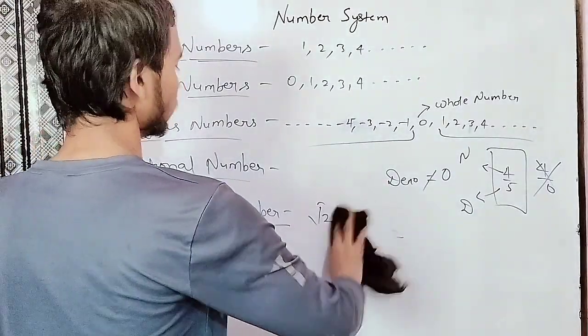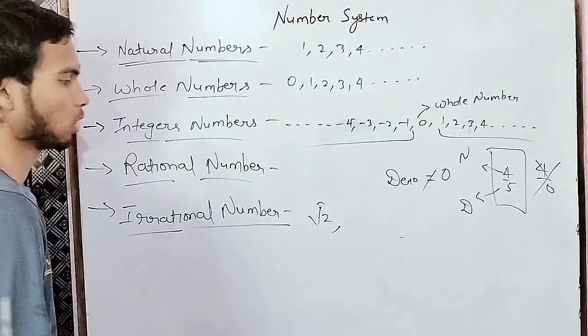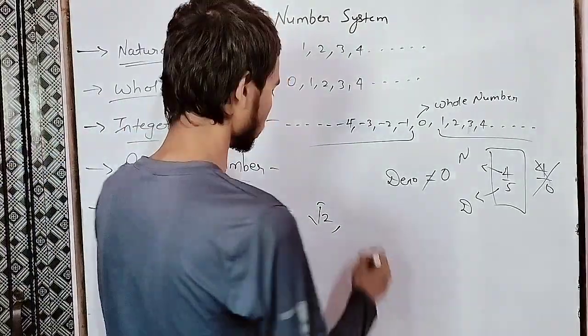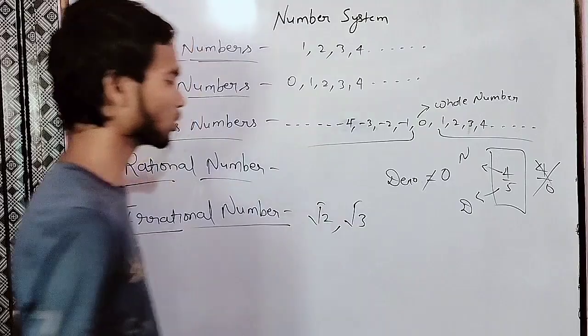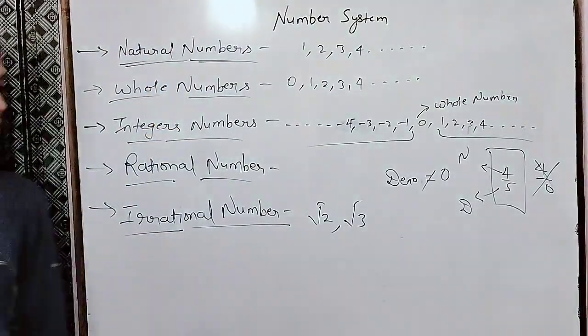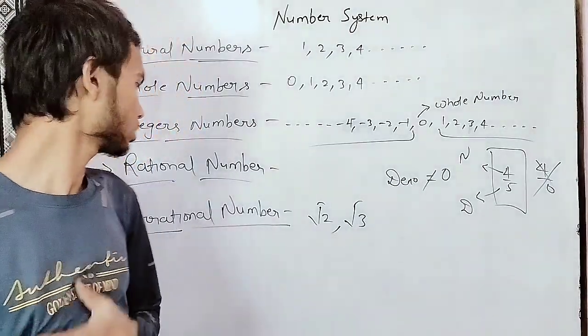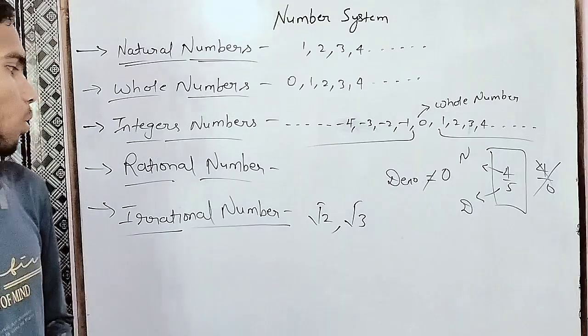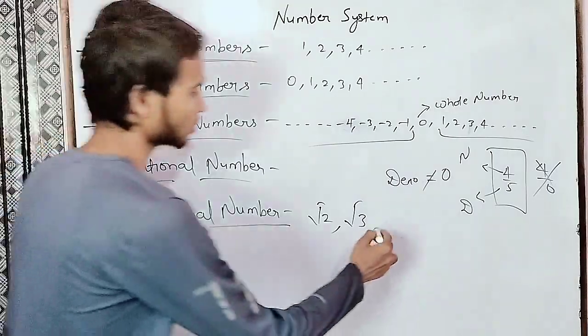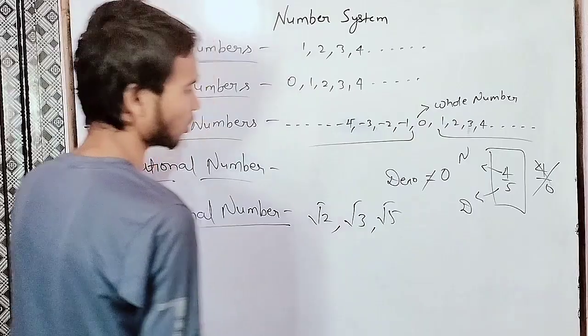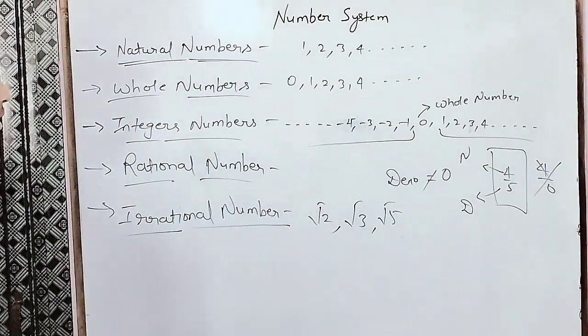So root 4 will not be a rational number. Root 3 is not a rational number because 3 is not a perfect square. Okay. So next can be root 5.